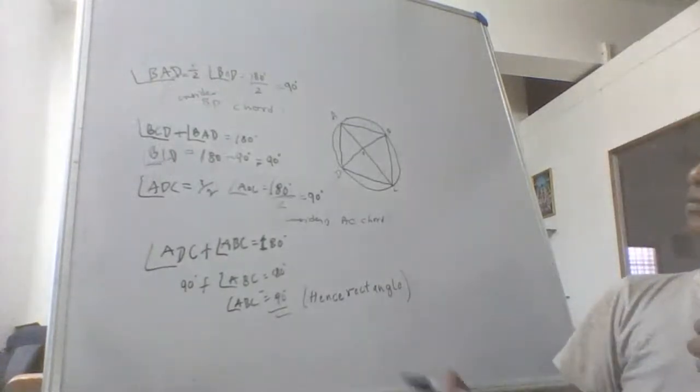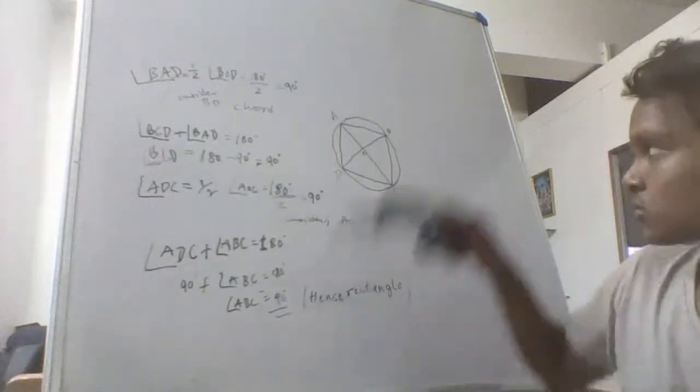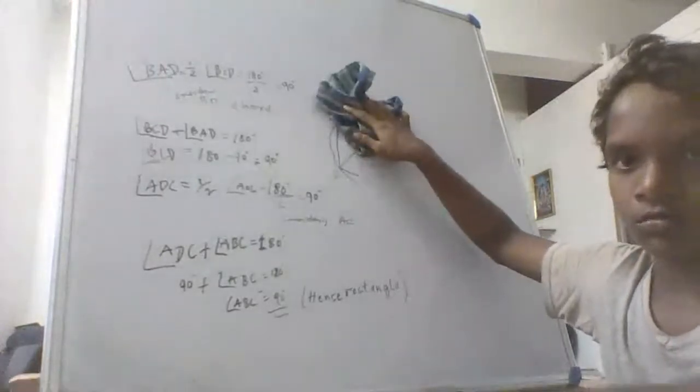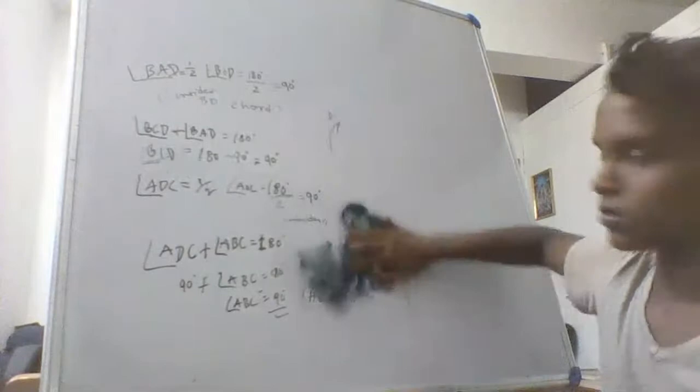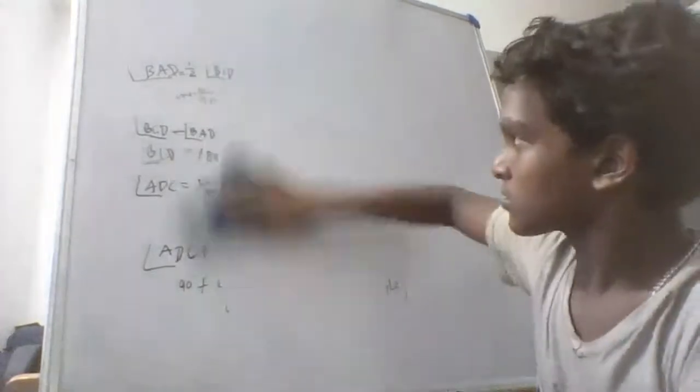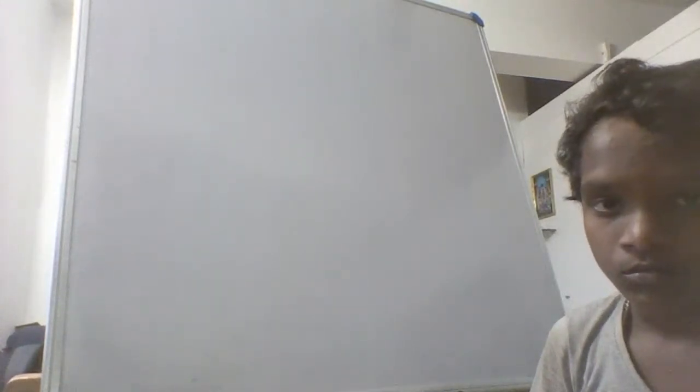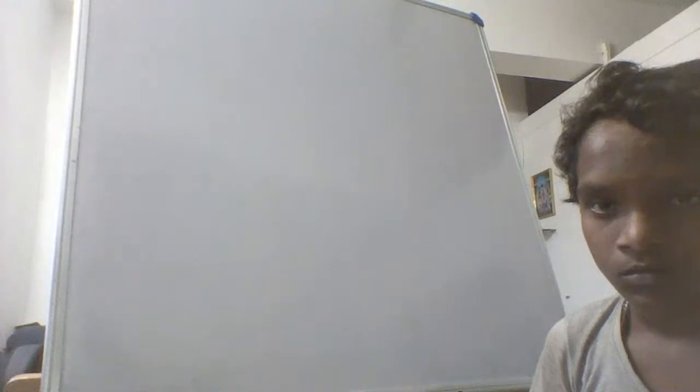What do we have in the next problem? Let us see that. The next problem is: if the non-parallel sides of a trapezium are equal, prove that it is cyclic. You have to prove that it is cyclic, correct?